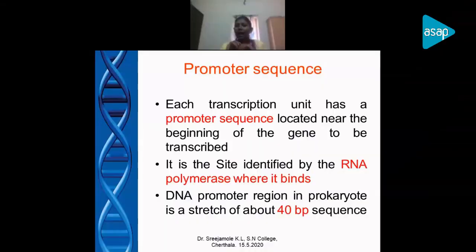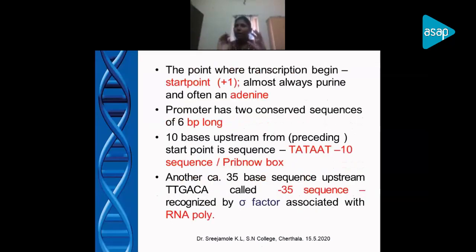So coming to the promoter sequence. Each transcription unit or gene has a promoter sequence, and this promoter sequence is located near the beginning of the gene transcript. This promoter sequence is identified by the RNA polymerase along with the sigma factor, and it is a structure of about 40 base pairs. The promoter sequence has a starting point which is designated as +1, where the gene transcription actually starts.